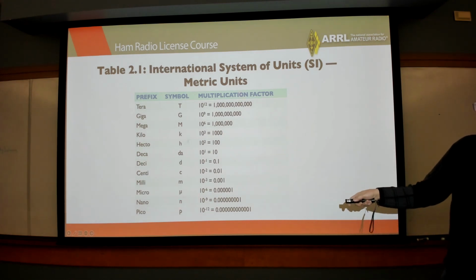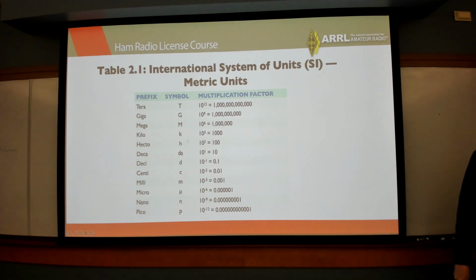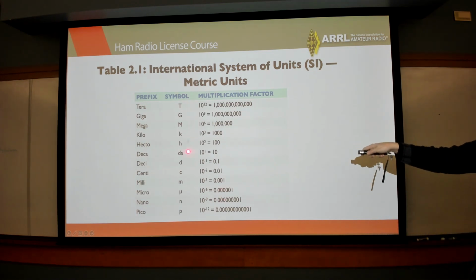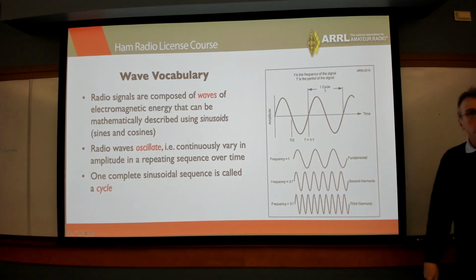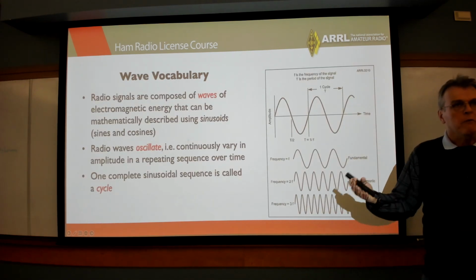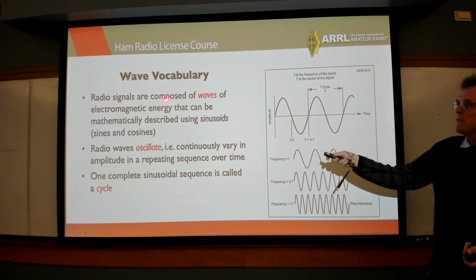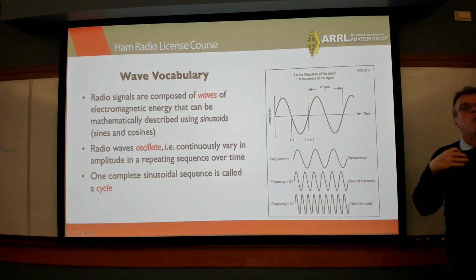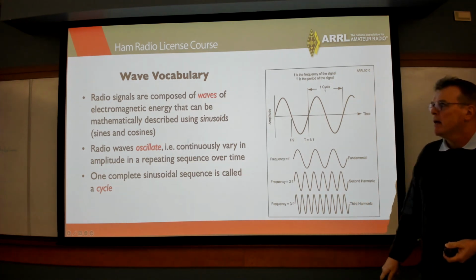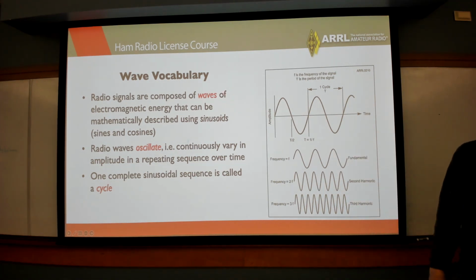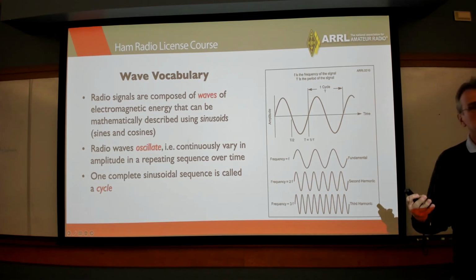Here is a table, and this table is actually in your study guide. And so here is, for example, a table showing all these different prefixes and what they mean numerically. Now, along with knowing the metric system or being familiar with it, you also have to have some vocabulary to describe what a radio signal is, what a radio wave is. And so we're going to need a little vocabulary, and I'm going to spend a little time defining some terms.